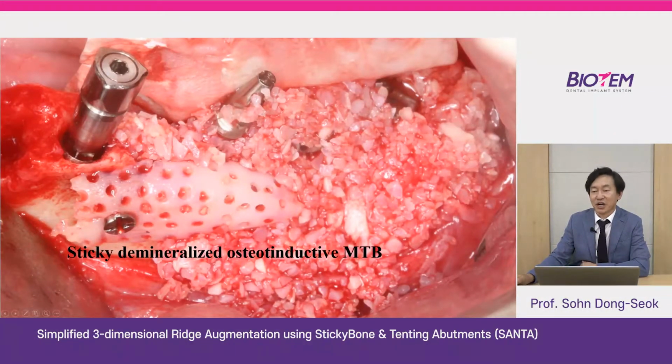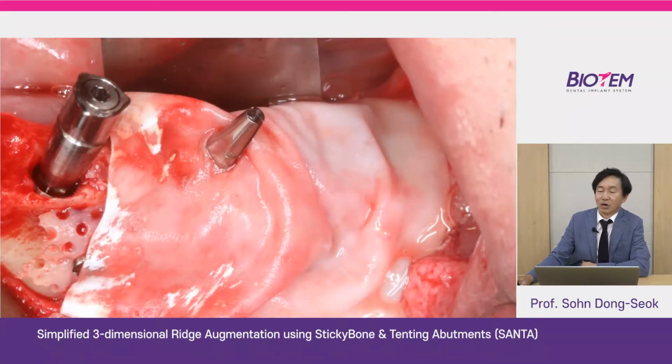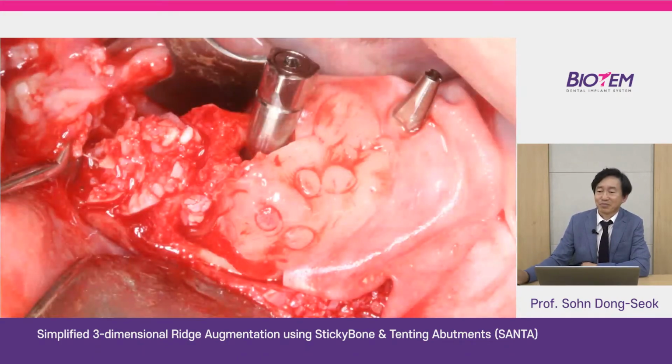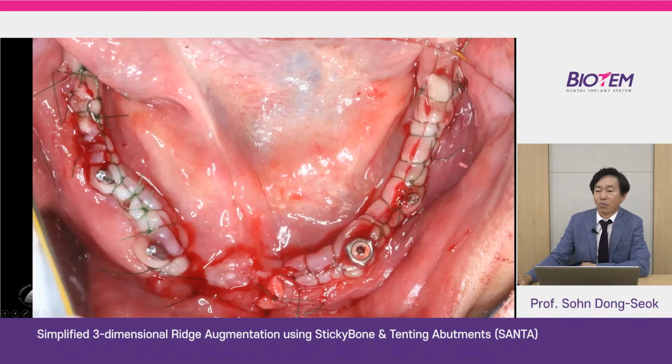So the patient's extracted teeth were all prepared into osteoinductive bone graft after decalcification and sterilization in a vacuum sonic machine at chair side. Sticky tooth bone, MTB, was grafted. One collagen membrane was placed without membrane stabilization suture or bone tack. I don't want to lose my surgical time with complicated techniques. And CGF membrane was placed around the over bone graft.